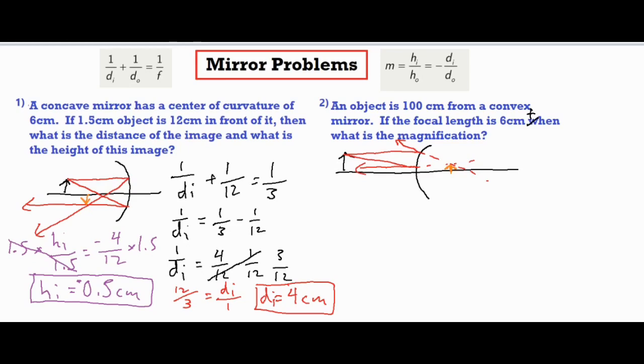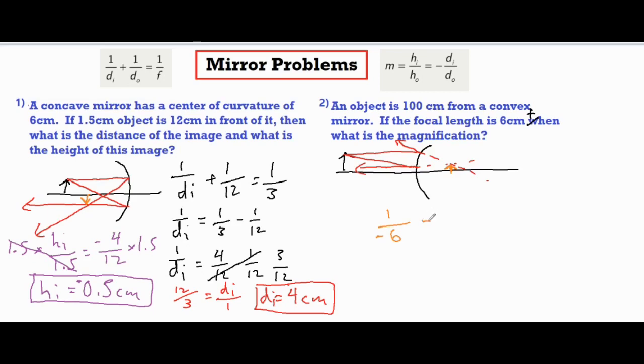So based on what I have here, I'm going to go with this formula over here now, 1 over di plus 1 over do equals 1 over f. And I have 1 over negative 6, because if you have a focal length for a mirror or lens where the light isn't actually converging, you want to make sure that's negative. So we have that with a diverging lens, and we have that with a diverging or convex mirror as well.